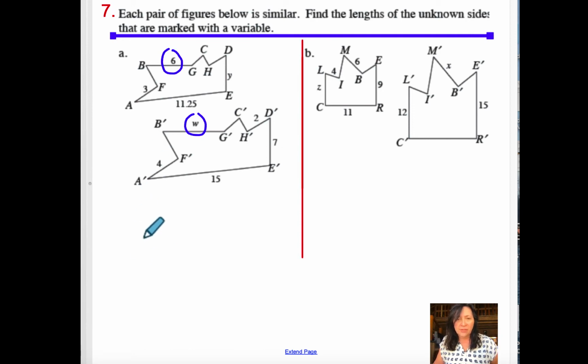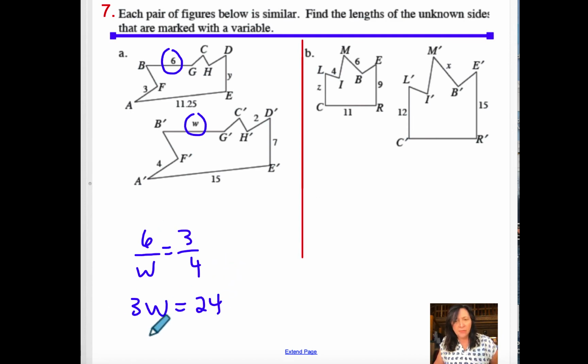So I'm going to go 6 is to W, because that's what I want to find first. And now I have to find two sides that I have. I can either say 3 is to 4, or I could say 11.25 is to 15. That's your choice. I'm just going to go 3 is to 4 and cross multiply. We get 3W equals 6 times 4, which is 24.